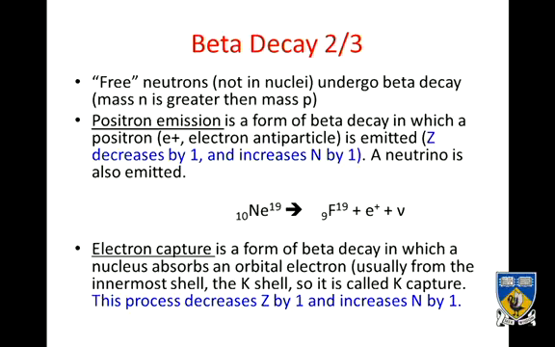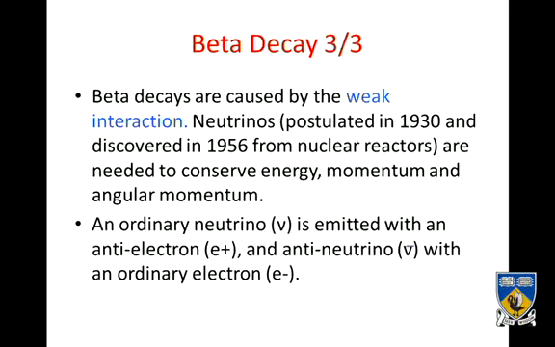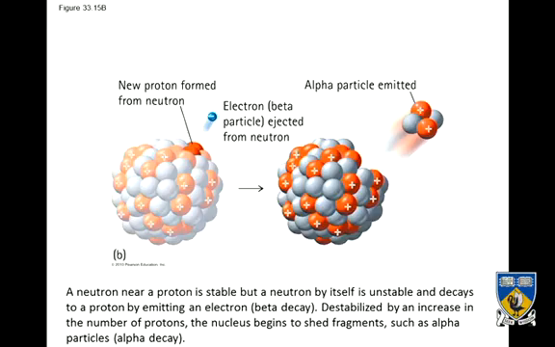So beta decay is quite complex, or more complex. It's caused by something called the weak force, or the weak interaction. Neutrinos were postulated in these decays, but only discovered 26 years later. You find that you have to propose these particles to conserve energy, momentum, and angular momentum. And indeed, later on, they were discovered with all the right properties. An ordinary neutrino is emitted with an anti-electron, which is a positron, and an anti-neutrino is emitted with an ordinary electron. So beta decay, there's a little bit more to know about. And this is just the general picture from your book.